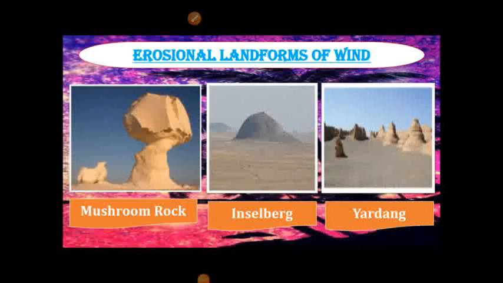Yardang. In arid regions, certain rocks have hard and soft layers arranged vertically. When wind blows over these rocks, the soft layers get eroded, leaving an irregular crest. These are called yardangs.